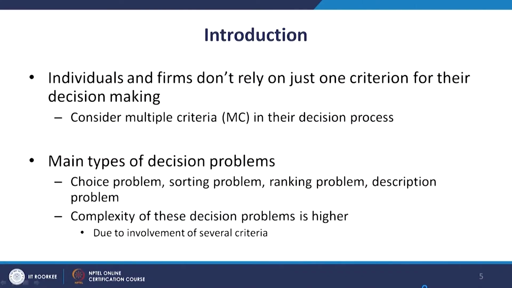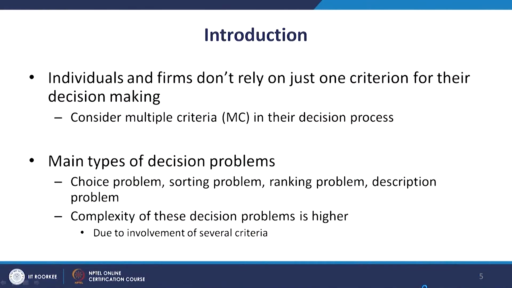So as we have discussed, individuals and firms don't rely on just one criterion for their decision making. Even if we are using just one criterion, it would still be considered decision making. However, typically as I have said, we rely on many criteria for our decision makings, and the whole process becomes complex when some of these criteria are conflicting in nature.